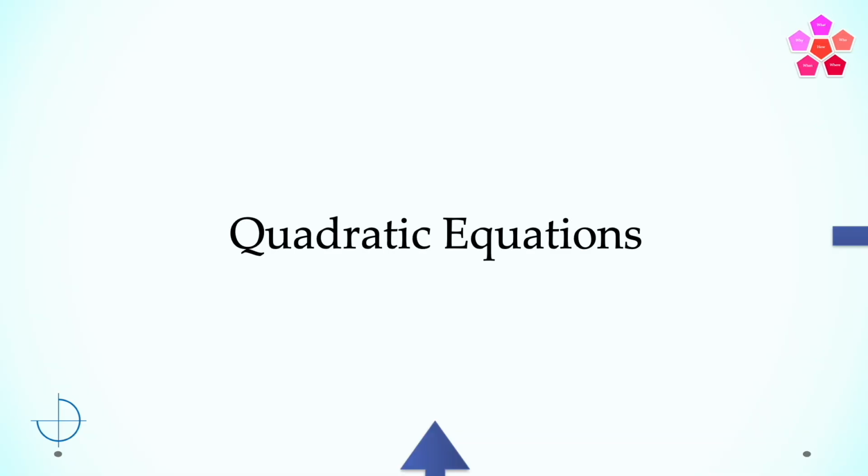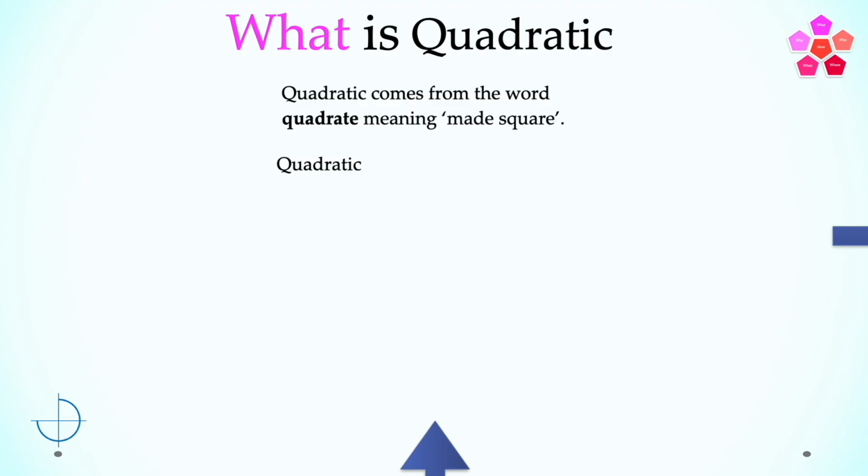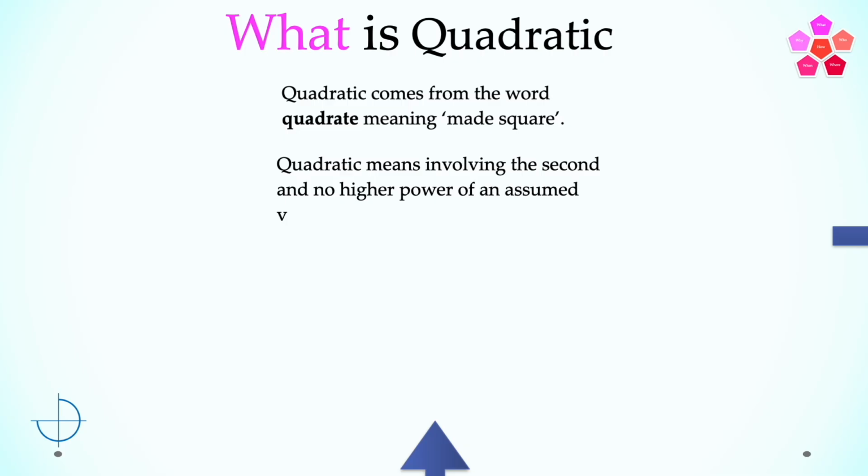So what is quadratic? Quadratic comes from the word quadrate, meaning made square. Quadratic in this reference means involving the second and no higher power of the assumed variable. For example, x squared would be quadratic, but x cubed or x raised to the power of 4 would not be quadratic. Now that we have understood what quadratic is, let's apply the quadratic understanding to the quadratic equations.